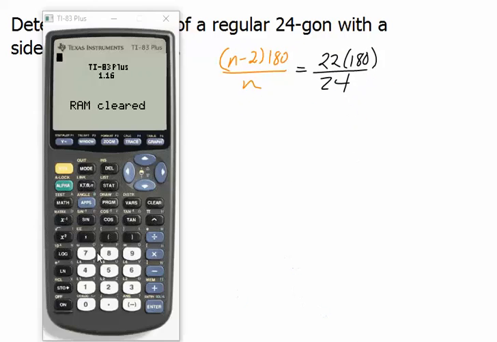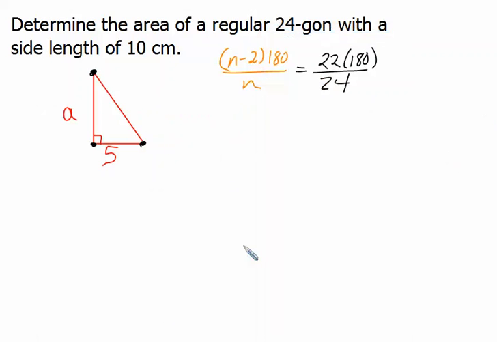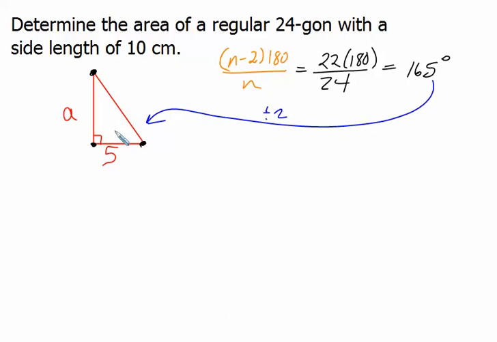So we go 22 times 180 divided by 24, and that would be each angle in the regular polygon itself, but we don't want the full angle. Look at our triangle. It's half of the angle from the regular polygon, so we have to split it in half. Over here, this was 165 degrees, but we had to take that number and split it in half, so this turned out to be 82.5 degrees.